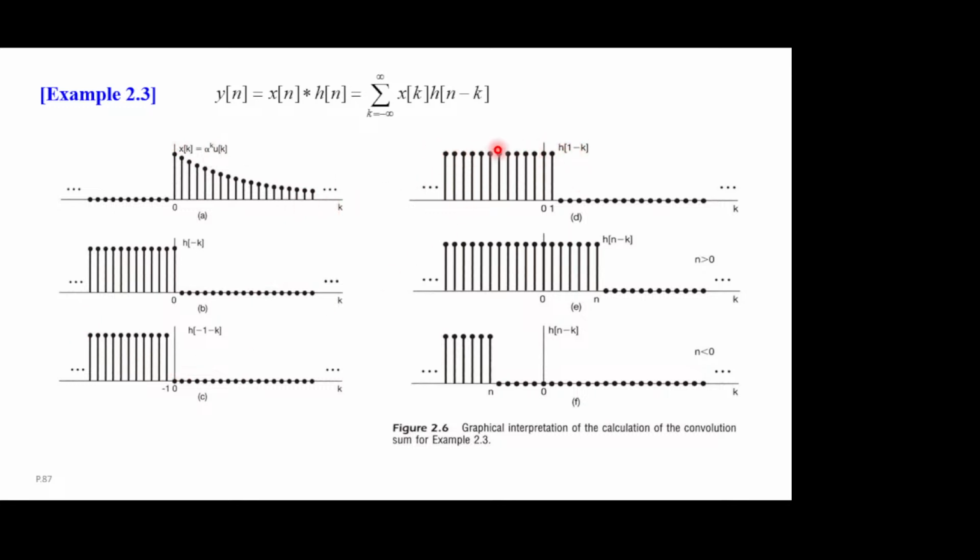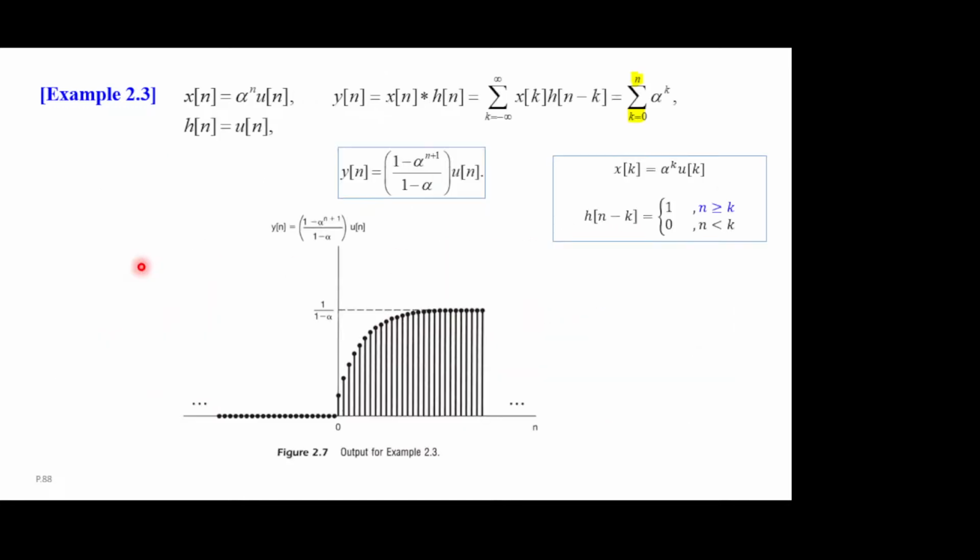Then as we pull this h of n minus k to the right, you see it has more and more overlap with this x of k. And yeah, we'll get more and more. And what's the overlap actually being? It should be this alpha of k summing from 0 to n, right? Because your h of n minus k only goes up to n. Okay.